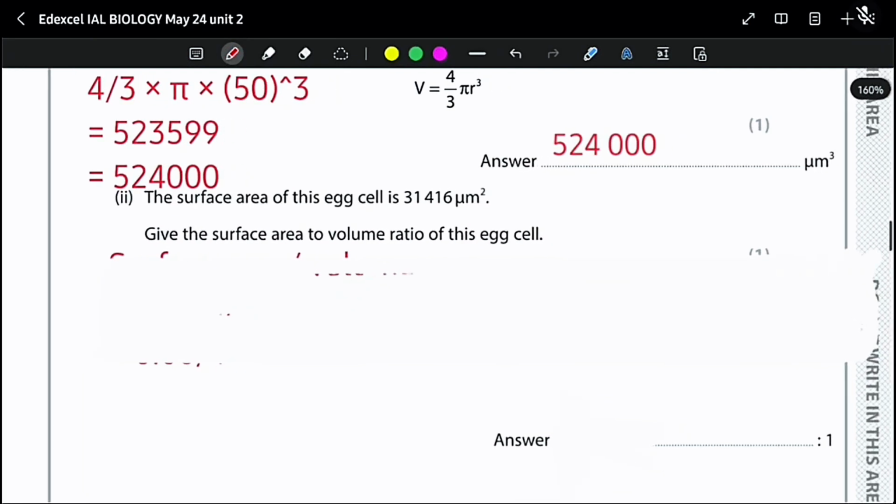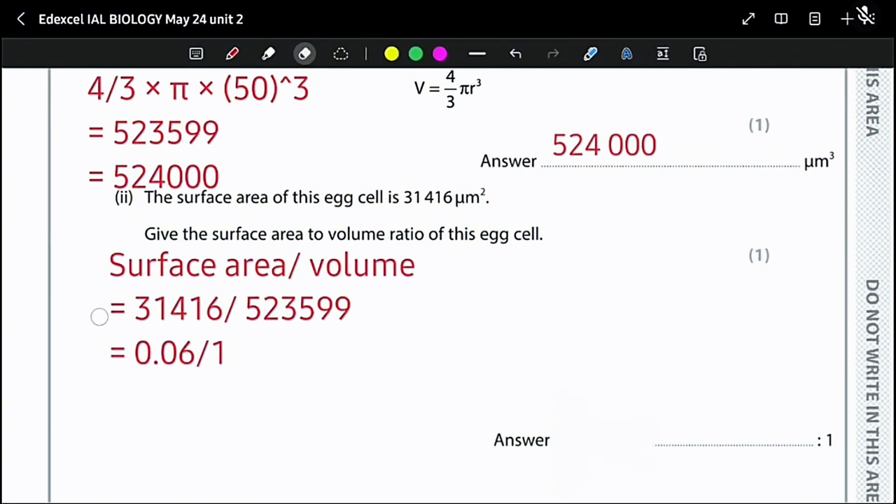The surface area of this egg cell is 31,416 square micrometers. Give the surface area to volume ratio of this egg cell. So the surface area is 31,416 and we got the volume as 523,599. If we divide the surface area by volume, we get a ratio of 0.06 to 1. So the answer is 0.06 to 1.